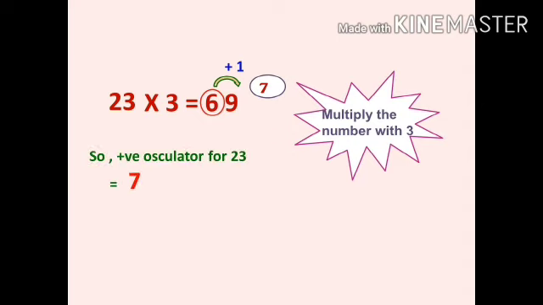So let's see another example. Let us calculate oscillator number for 23. Since it ends with 3, multiply with 3 so that it ends in 9. So now calculating positive oscillator number for 69 is very easy. Just remove 9. The remaining number we have is 6. Add 1 to 6. So the answer is 7. So the oscillator number for 23 is plus 7.